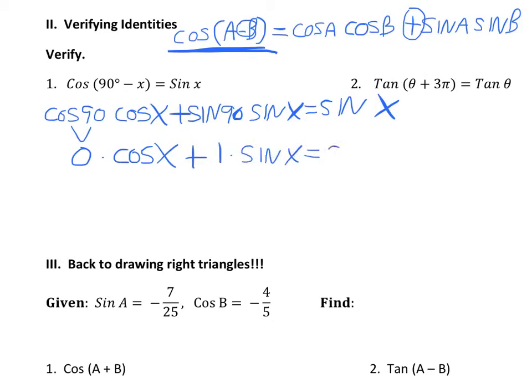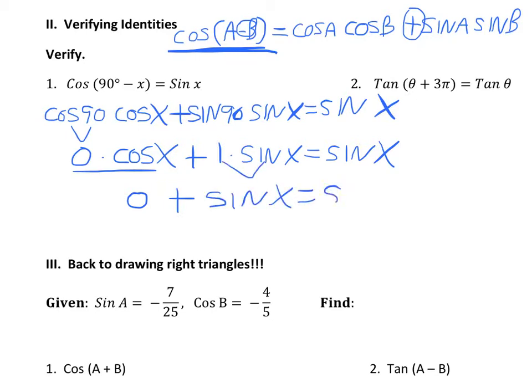And then you pretty much have it. So this 0 times cosine of x, well, that's just 0. And then 1 times sine of x, well, that's just sine of x. And 0 plus sine of x equals sine of x. So we get it to work out.